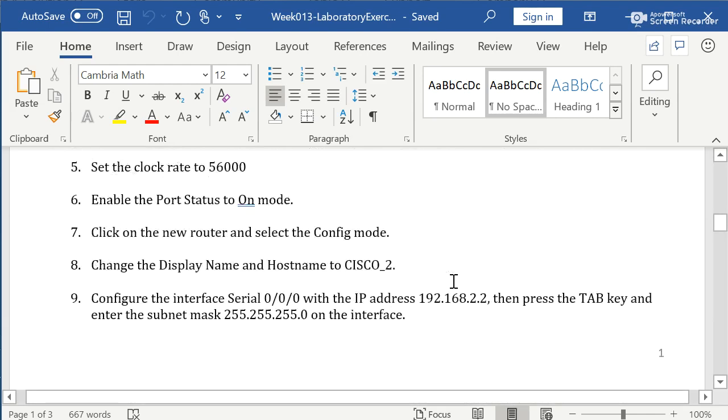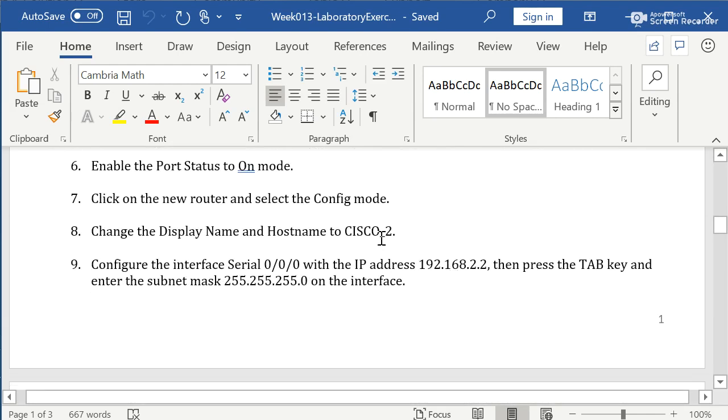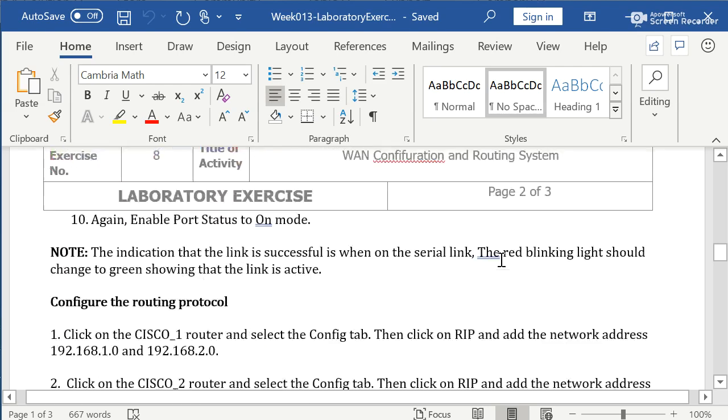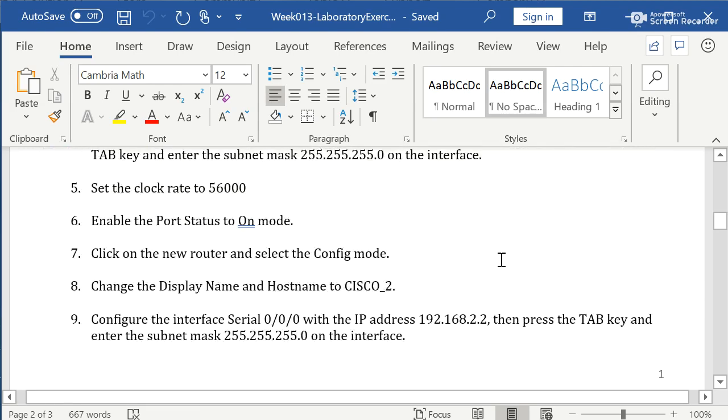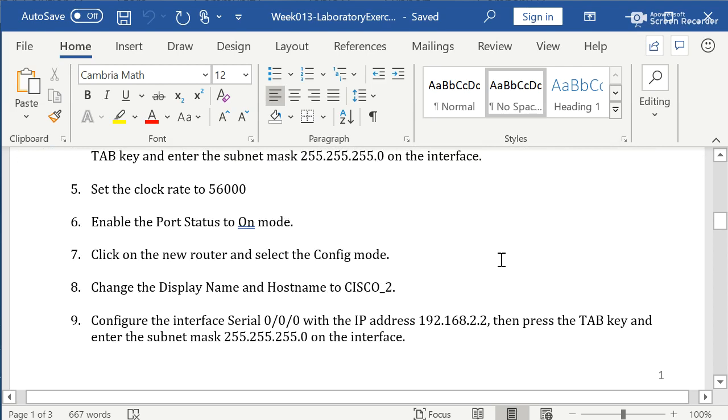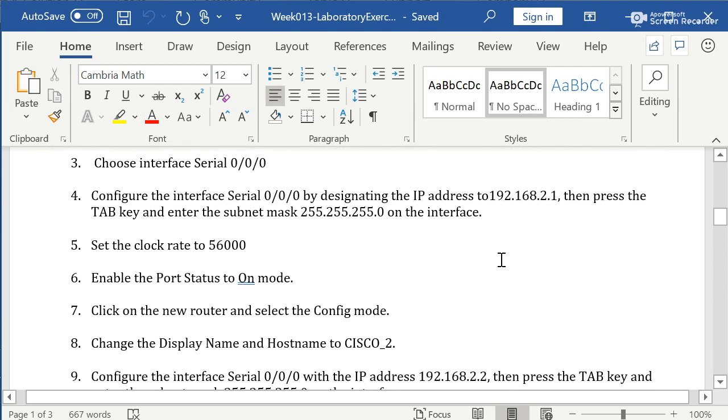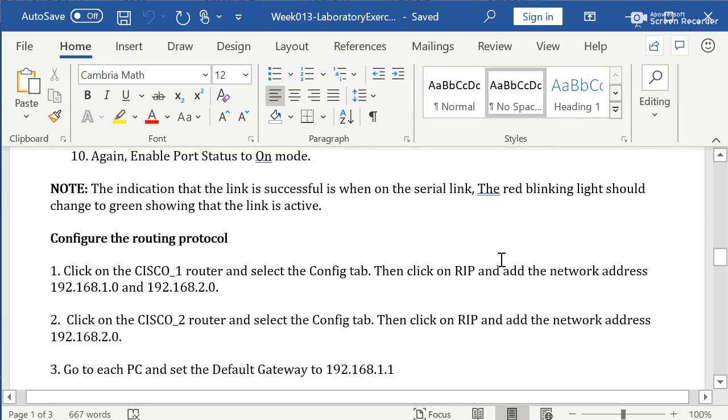Okay, same thing with the Cisco 2. I need to configure it, and I also need to put 192.168.2.2 for the IP address. Okay, but it did not ask me to configure the clock rate.